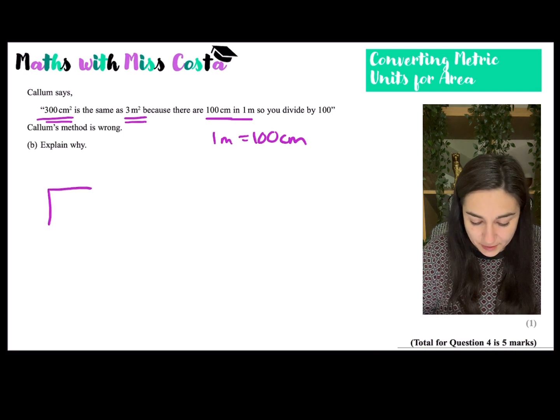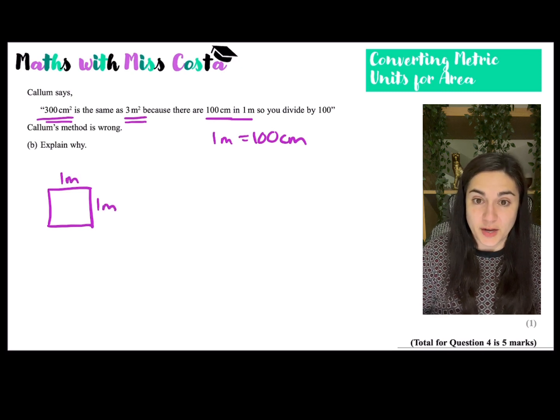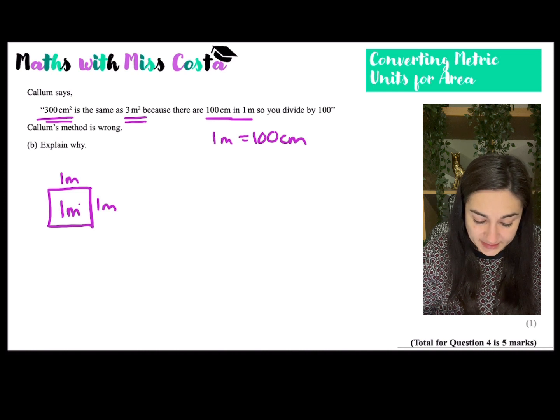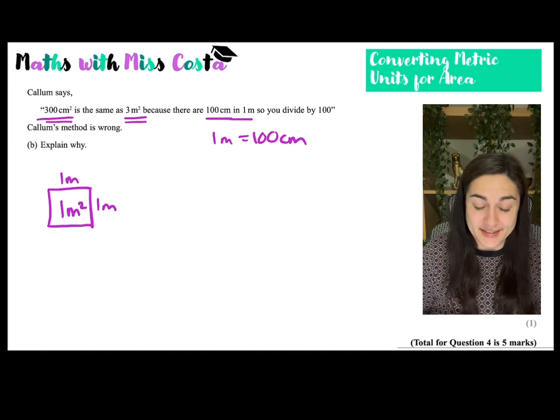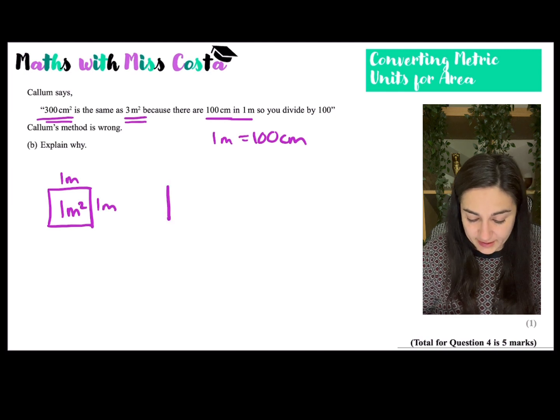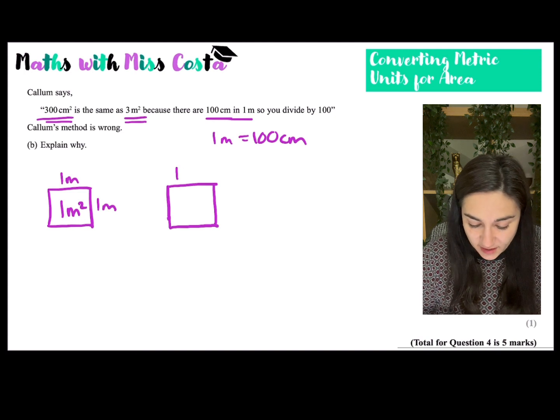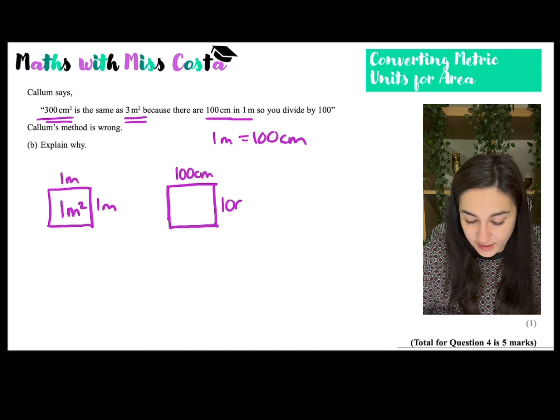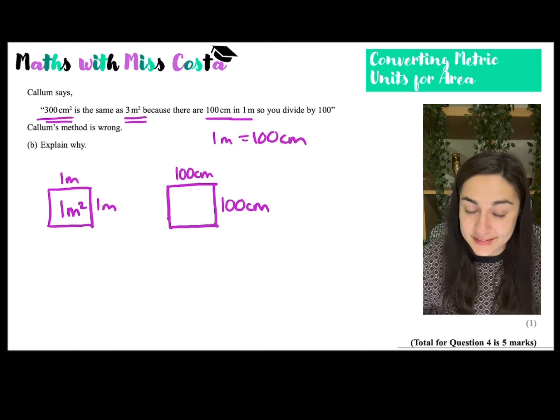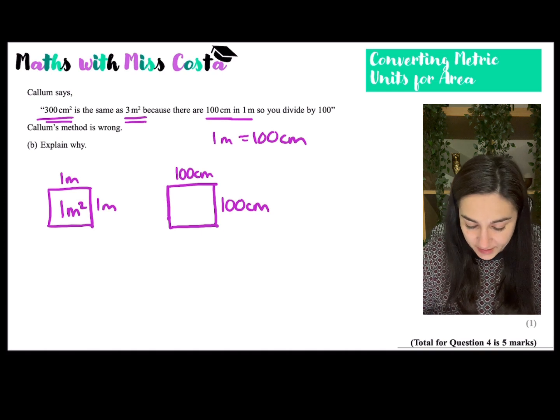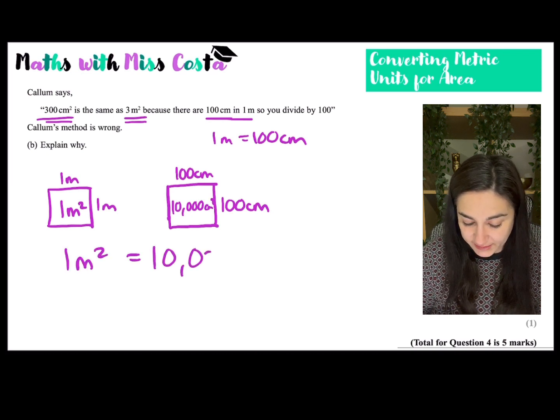If you think about the area of something that is 1 meter by 1 meter, you do 1 times 1, which is 1 meter squared. But let's convert that into centimeters. 1 meter is 100 centimeters. So to work out the same area in centimeters, I'd do 100 times 100, and 100 times 100 is 10,000. So 1 meter squared is actually 10,000 centimeters squared.